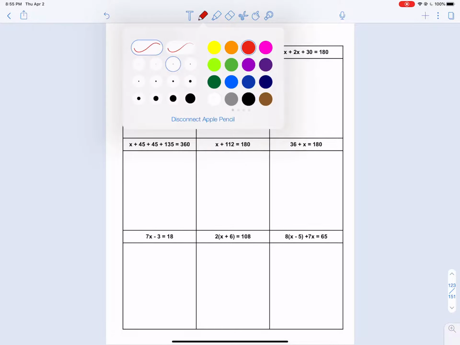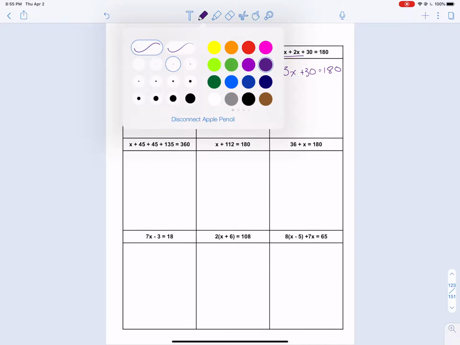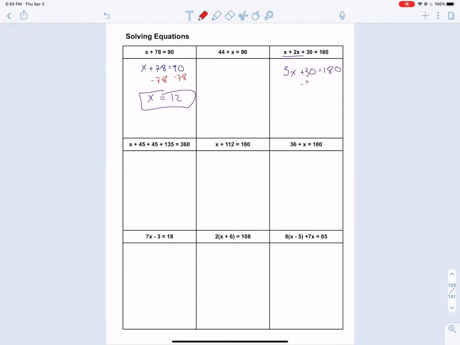So we get x equals 12. So 90 minus 78 is 12. So that's it. The next one, basically the same, except we're just subtracting 44. The next one, we need to combine those two first. So I'm going to do that in this next step. So 3x plus 30 equals 180. So pretty much the same. We just have an extra step.